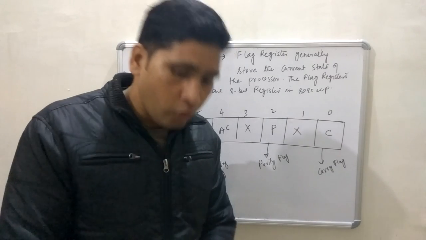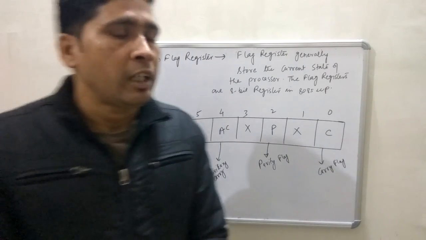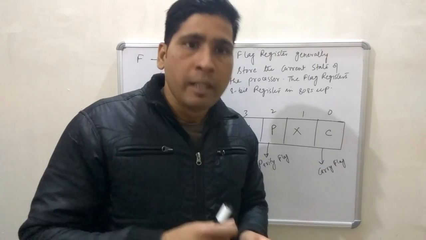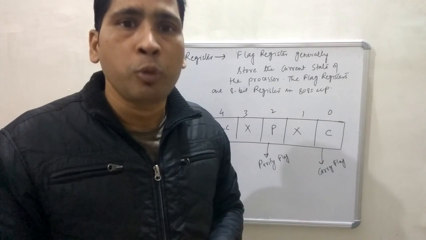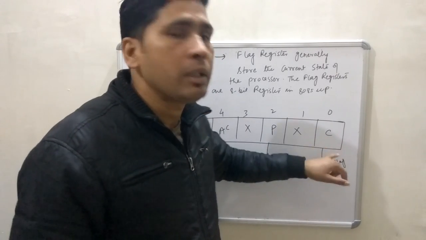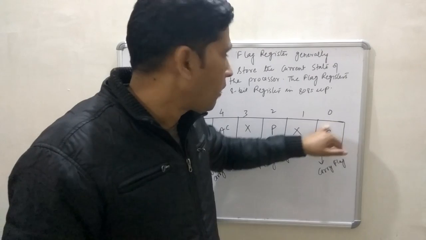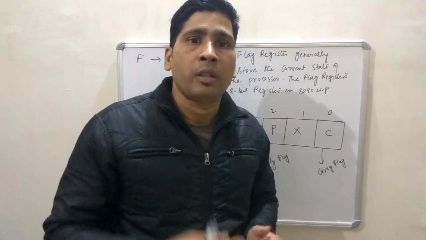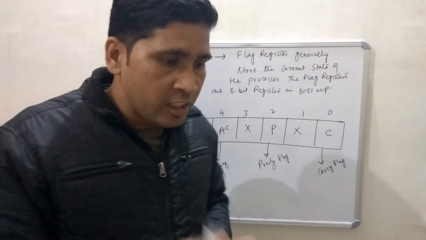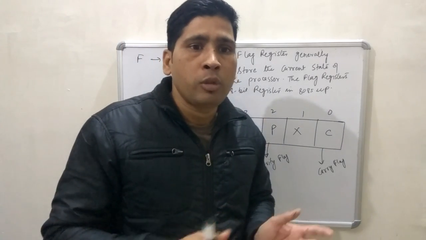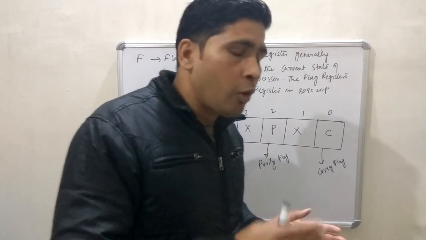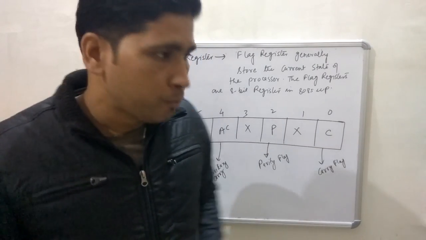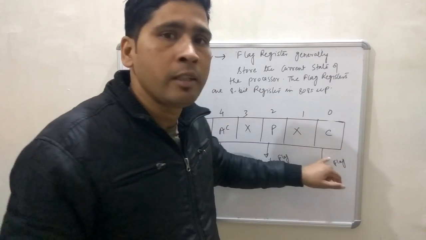First one is the carry flag. What happens if suppose you are going to perform addition of two numbers? What happens with the carry flag? If a carry is generated in the addition of two numbers, then this flag will be set. Otherwise, this flag will remain reset. Means if in any operation a carry is generated, means the output is going to be more than 8 bit. Means if the output occurs more than 8 bit, by default a carry is generated. In that case, the carry flag will be set.